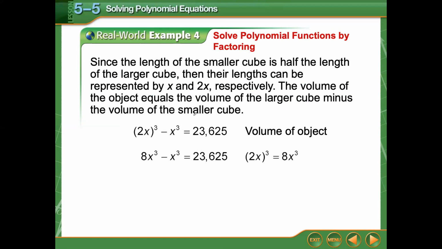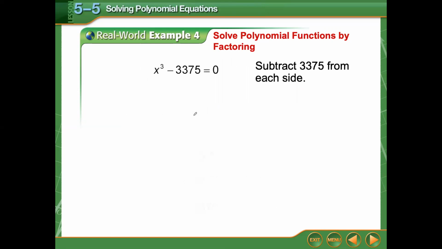By using properties of exponents, we simplify it to 8x cubed minus x cubed. Then we can combine like terms and have 7x cubed equals 23,625. We then go ahead and divide. At this point, we have a couple options. We can subtract and do a difference of 2 cubes, and we can get this pattern. Another option you have is taking the cube root instead and seeing what we get.